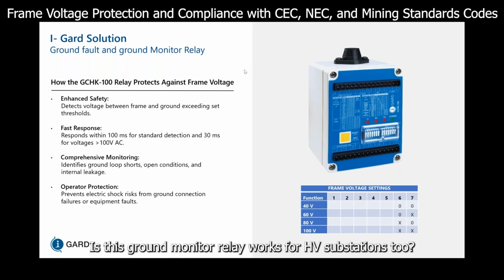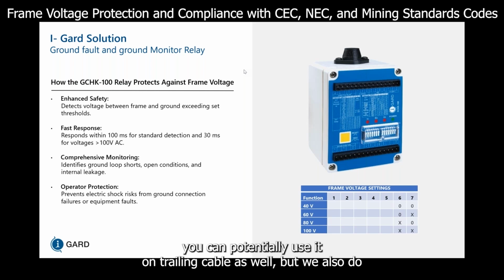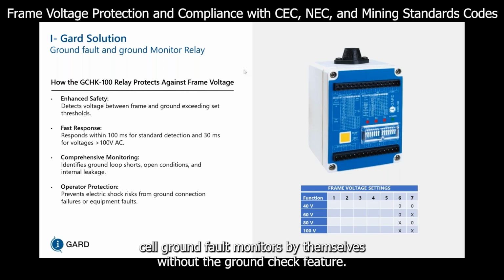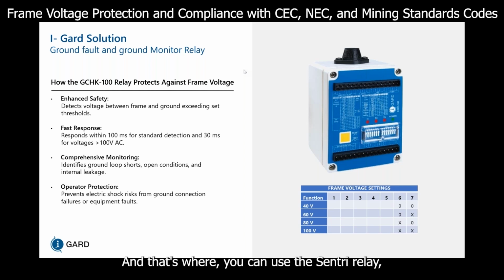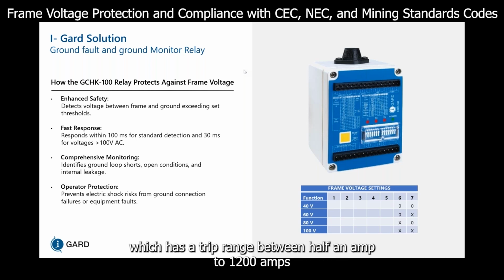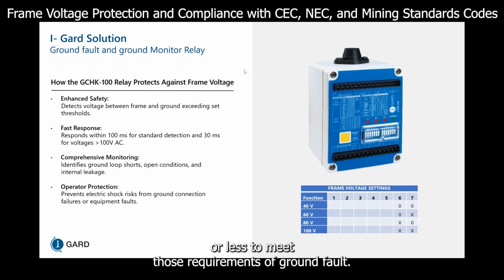Does this ground monitor relay work for high voltage substations too? You can potentially use it on trailing cable as well, but we also do sell ground fault monitors by themselves without the ground check feature if needed. And that's where you can use the Sentry relay, which has a trip range between half an amp to 1200 amps and trips within a second or less to meet those requirements of ground fault only.